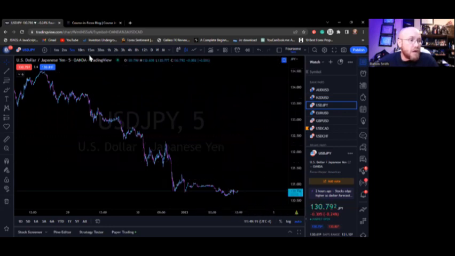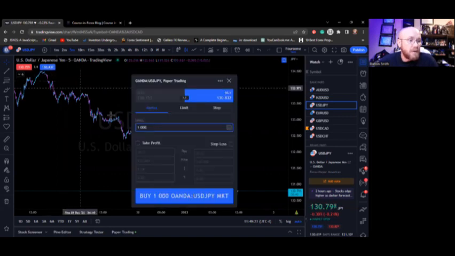So we're going to come here to our trading panel and we're going to buy. Blue is buy, red is sell. So we're going to buy, okay? And you see this is set at the smallest amount you can trade, which is 1,000 lot size. So micro or a nano, I think, actually.